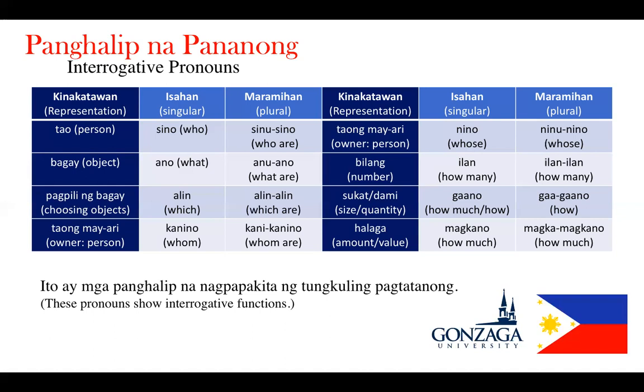Okay. Can everyone read the sentence? Please read. Gaano kalapad ang kahoy? Okay, gaano kalapad ang kahoy? So gaano means how, kalapad means wide, kahoy means wood. So this means how wide is the wood.